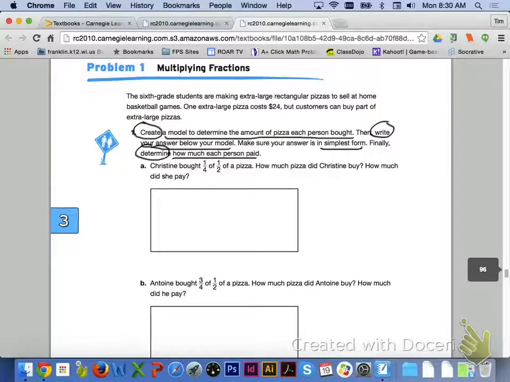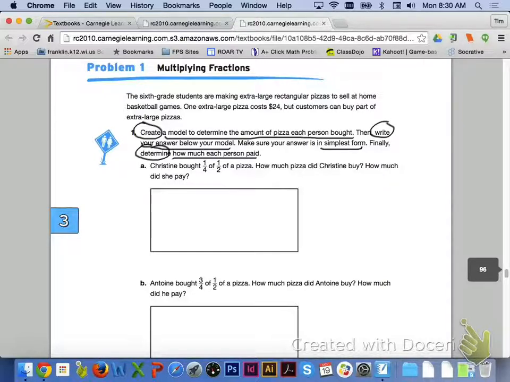On page 188, problem 1, we will be multiplying with fractions. The 6th grade students are making extra large rectangular pizzas to sell at home basketball games. One extra large pizza costs $24, but customers can buy part of extra large pizzas. Number 1 tells us to create a model to determine the amount of pizza each person bought. Then write your answer below your model. Make sure that your answer is in simplest form, and finally determine how much each person paid.